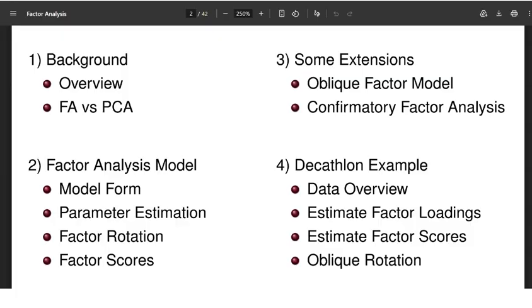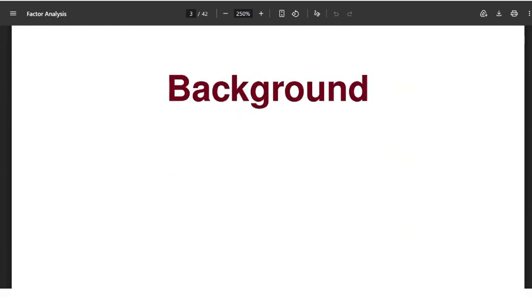And we're going to end up with an application using the data set that we've used before in principal component analysis. Now, I want us to listen and you ask questions where necessary. I want to provide the background now for factor analysis.